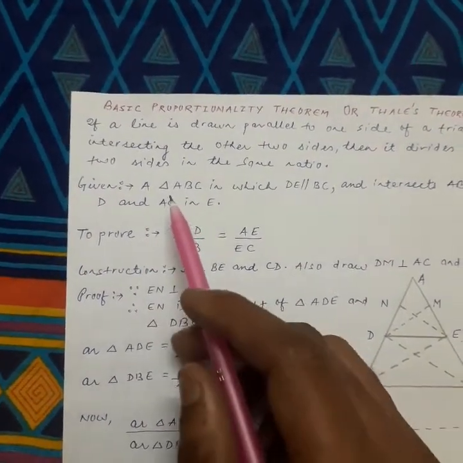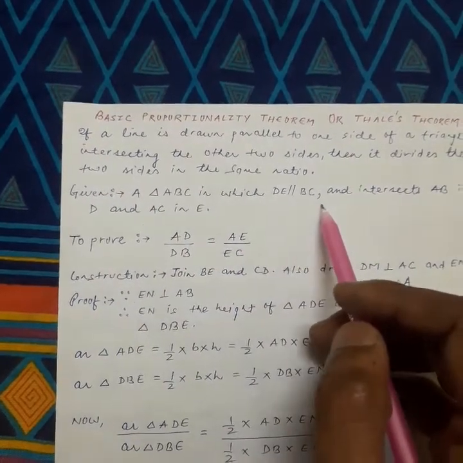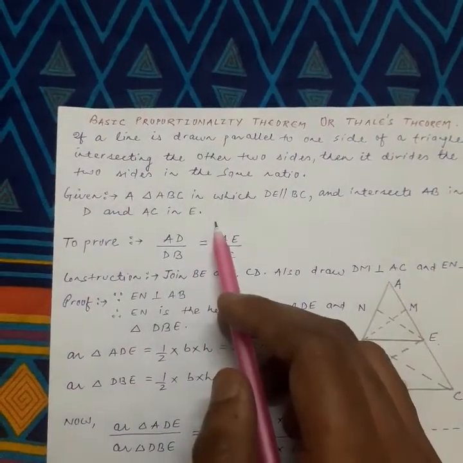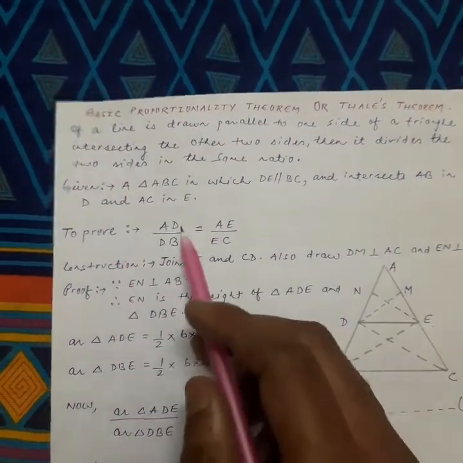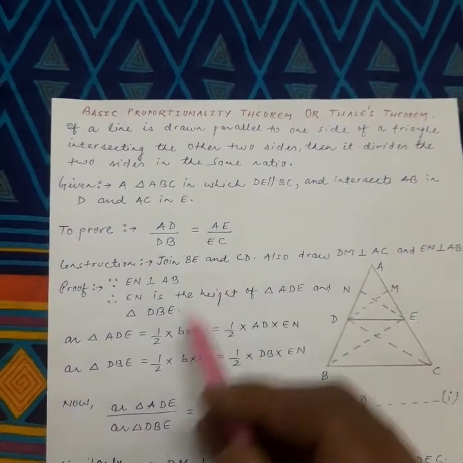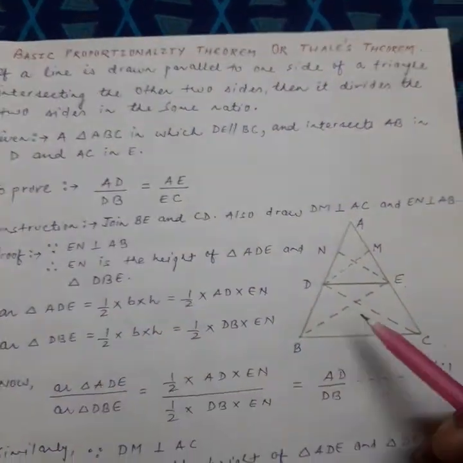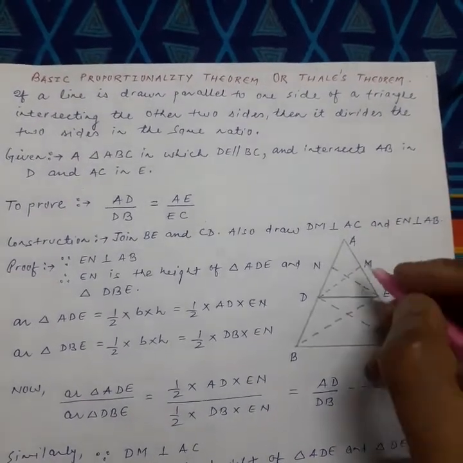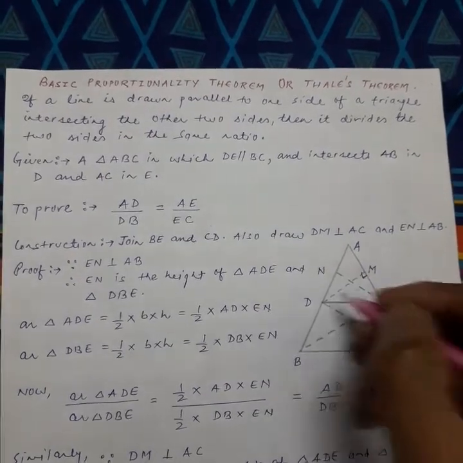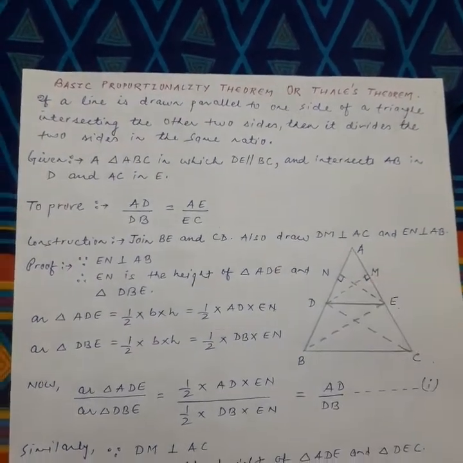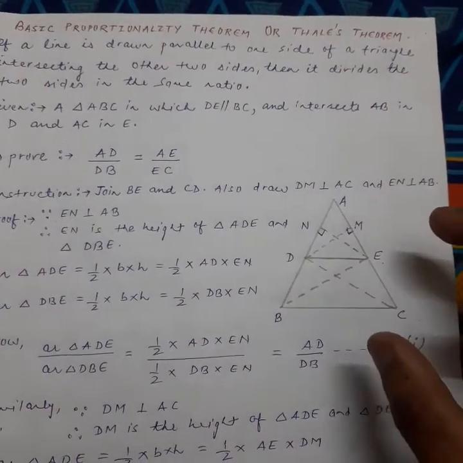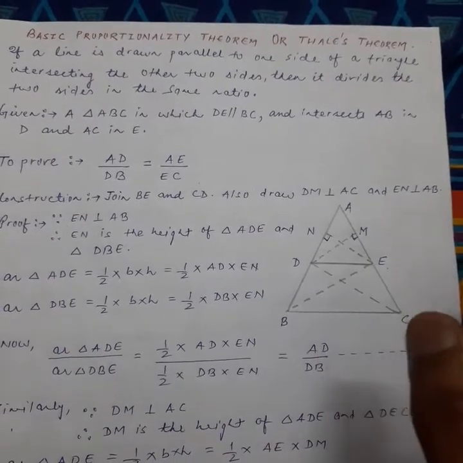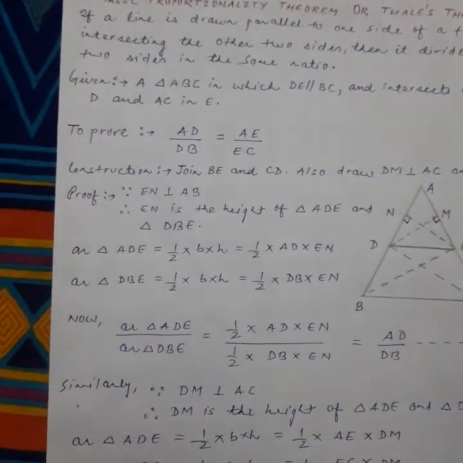Given is a triangle ABC in which DE is parallel to BC, as I said, intersecting the sides AB and AC at D and E respectively. We need to prove AD by DB is equal to AE by EC. Now we have done a small construction, that is joining BE and CD and drawing DM perpendicular to AC and EN perpendicular to AB. As I have done the figure with pencil, construction with dotted line, you will all do the same thing. Now let us go for the proof.